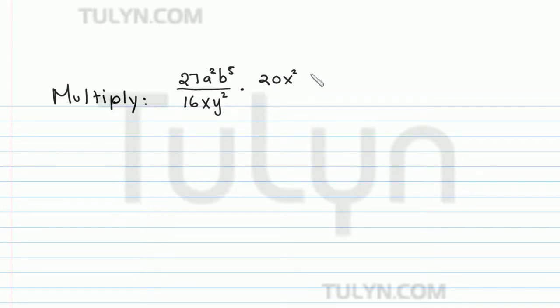Multiply the following two rational expressions. First is 27a squared b to the fifth over 16xy squared, times 20x squared y cubed over 9a squared b.